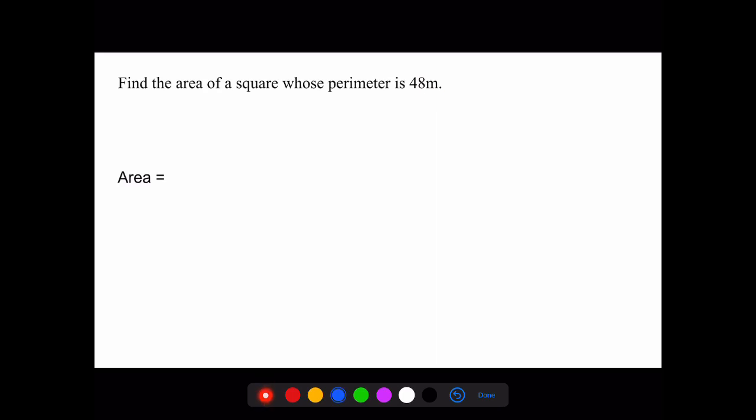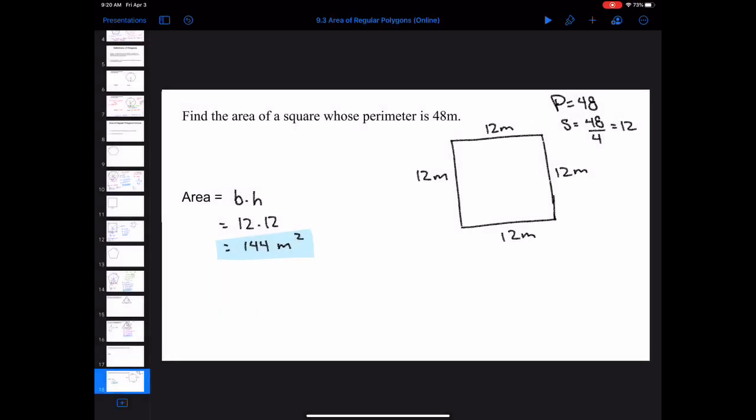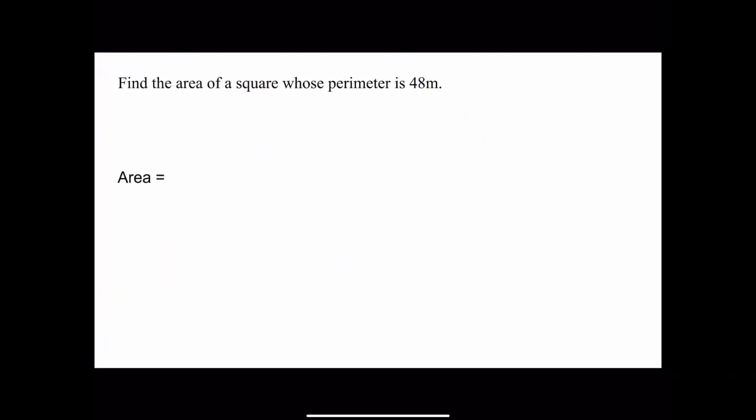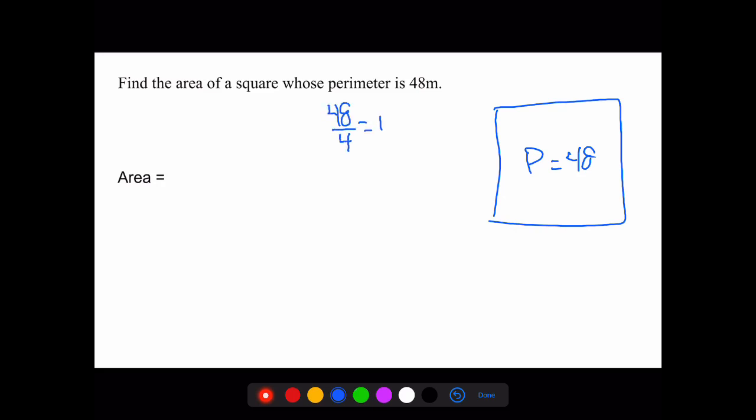All right. First thing I'm going to do is I'm going to draw my square. We know that our perimeter is 48. So if I want to find the side lengths, I do 48 divided by the amount of sides, which is 4, which will give us 12 meters per side. So each side is 12 meters.